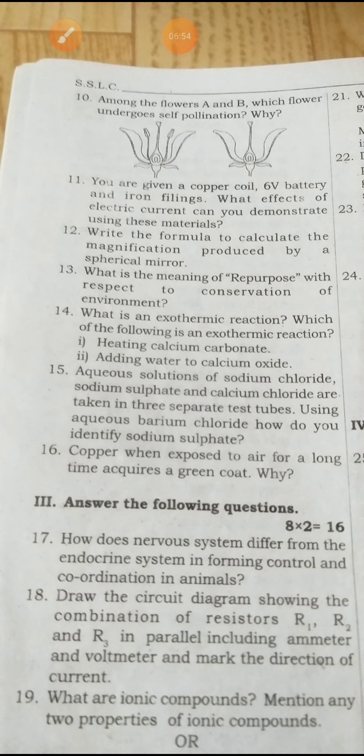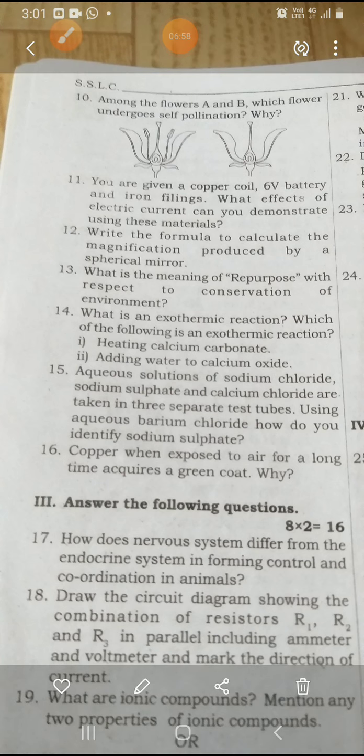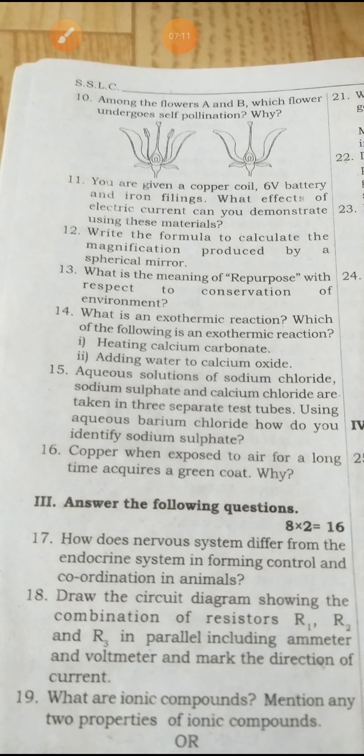This is known as repurpose. You need to write only the meaning of this. What is the meaning of repurpose? Repurpose means if a product cannot be used for its original purpose, then such a product can be used for some other purpose. This is known as repurpose.